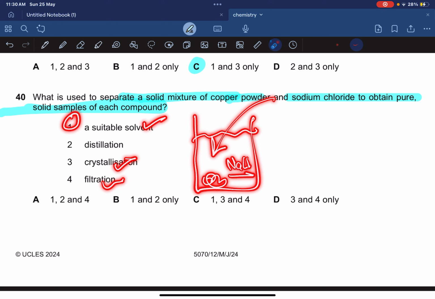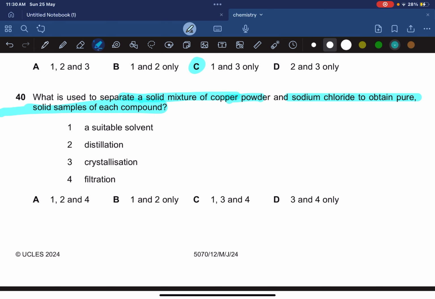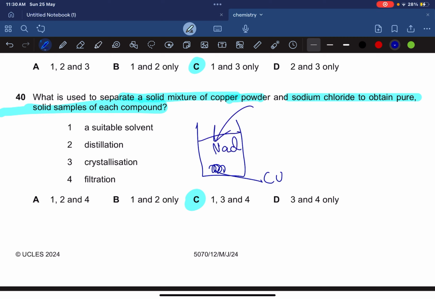So 1, 3 and 4 are what you're going to perform, so it's going to be option C. I guess that was simple. Simply, you take a container, in it you have copper and NaCl, then you add water into it. NaCl would dissolve, you filter out the copper, and the remaining solution of NaCl is crystallized to get NaCl crystals. And we're done with this paper.